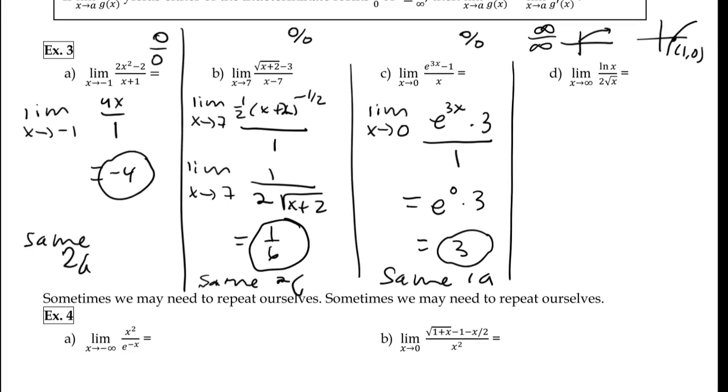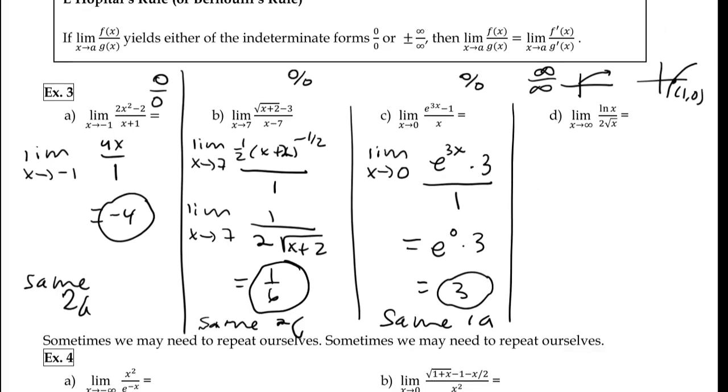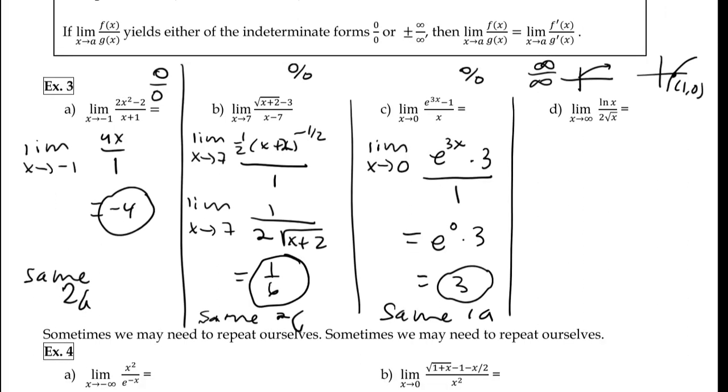Remember, as we go to infinity, that's a horizontal asymptote. L'Hopital said not only 0 over 0, also infinity over infinity. So let's go ahead and L'Hopital this. What is the derivative of natural log of x? It's 1 over x. In the denominator, we have a 2. That x is really x to the half, so you bring the half down and decrease the power.